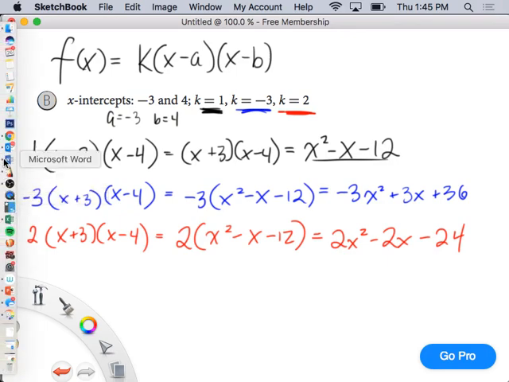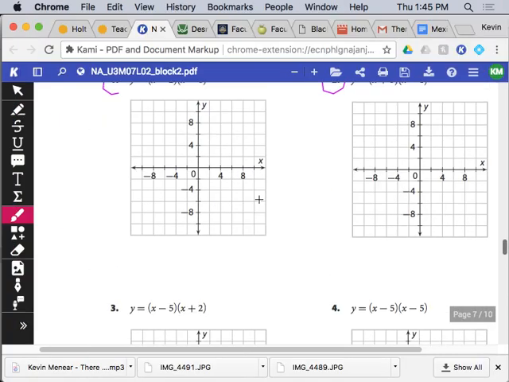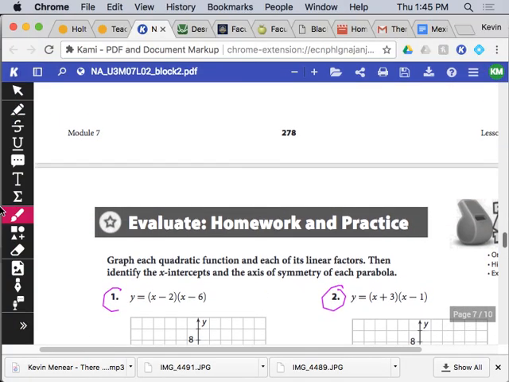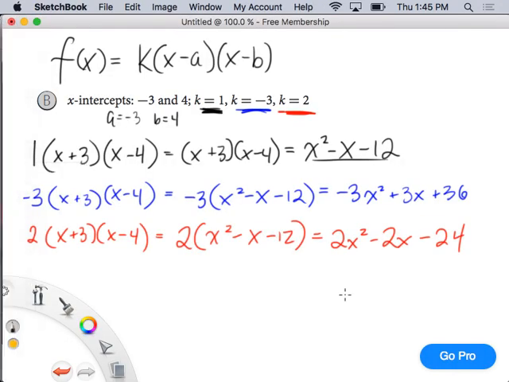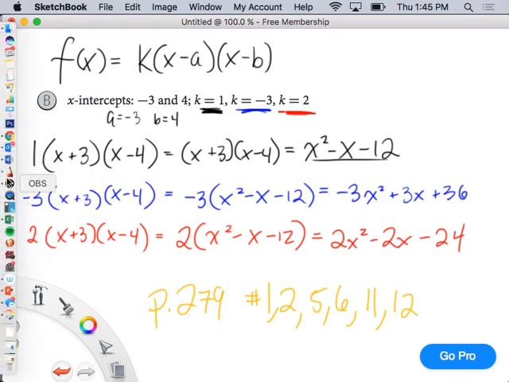It's page... It's not up there yet, but it will be today. Page 279. So it's 1, 2. I'm writing it down. Numbers 1, 2, 5, 6, 11, and 12. That's it. Any questions? All right, you guys have plenty of time. You have like almost 15 minutes. You could probably get that done, so go ahead.